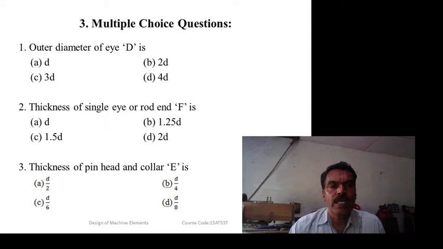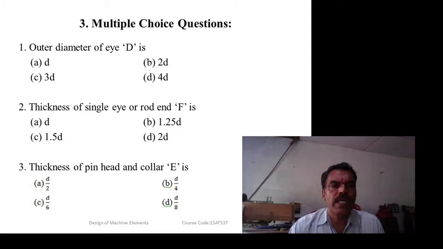Okay, so here is the multiple choice question list. There are 8 questions. For example, the outer diameter of the D is dash, the thickness of the single rod is dash. So these are all the multiple choice questions. What I have discussed in the last session, these are all similar questions, but related to the knuckle joint.